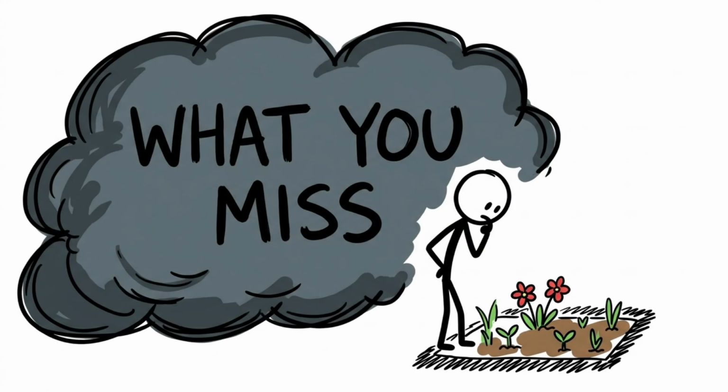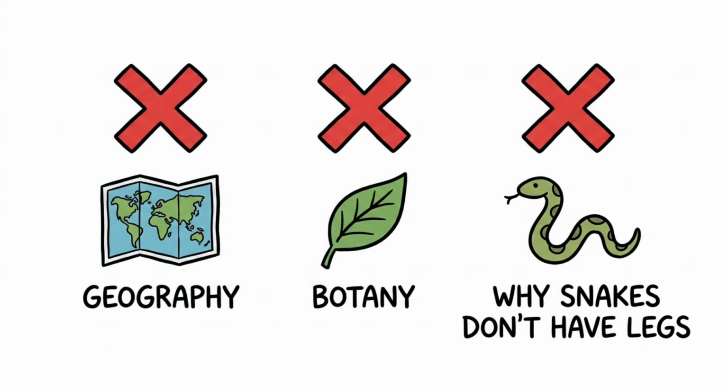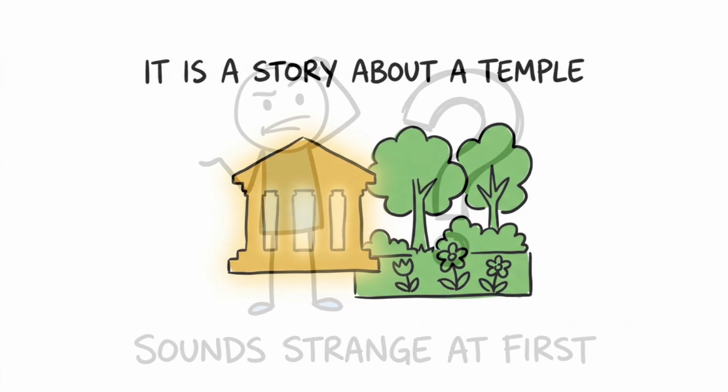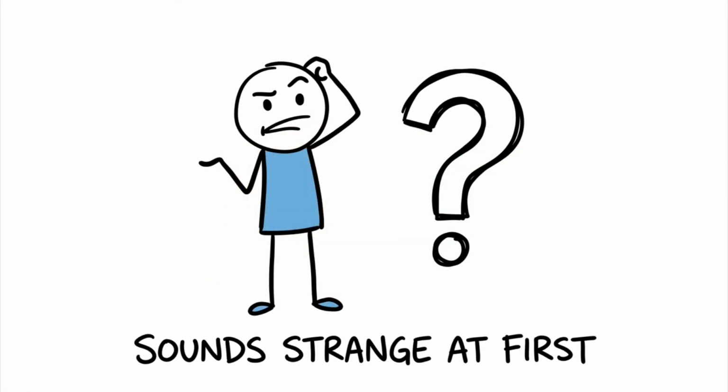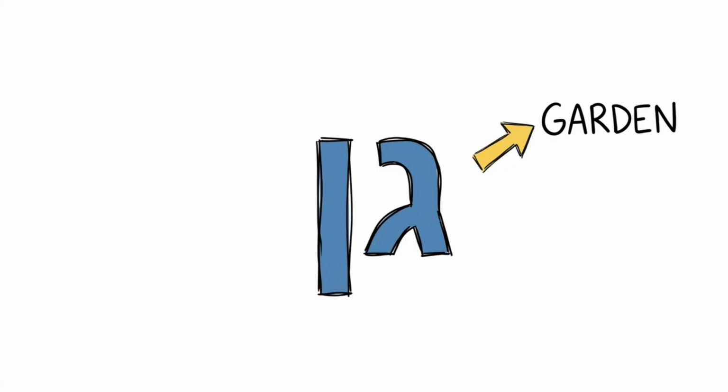And what you miss when you read Eden only as a story about origins is everything the text is actually designed to show you. Because the Garden of Eden is not primarily a geography lesson. It is not primarily a botany lesson. And it is not primarily a story about why snakes don't have legs. It is a story about a temple. That claim sounds strange at first, but follow the text carefully, and it becomes difficult to see Eden any other way. Start with the word garden itself.